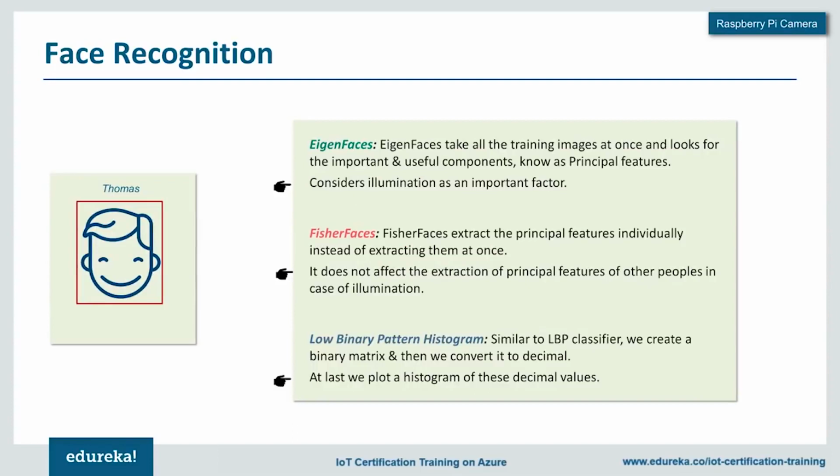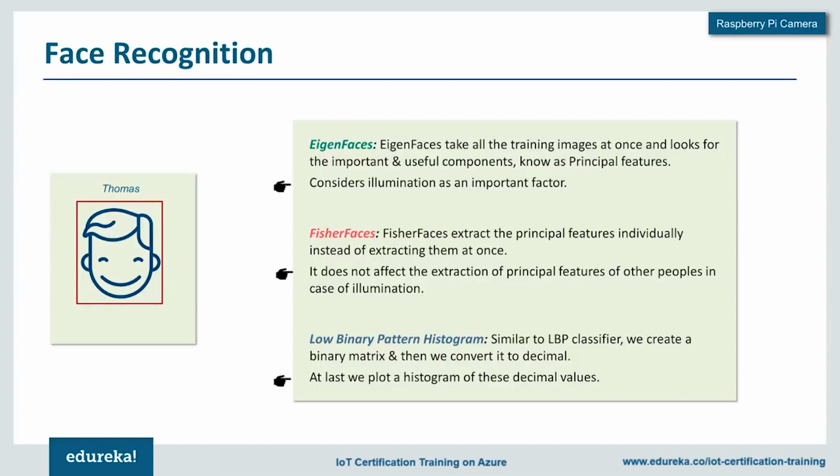Now there are 3 different functions that OpenCV provides us to do this, and let me give you a brief idea on each of them so that you know which to use where. Now first comes the Eigenfaces. Now Eigenfaces takes all the images at once, looks for all the important and useful components in these faces which are known as principal features, and then passes it on. Now, one key challenge with respect to the Eigenface function is that it requires a good amount of illumination. But at the same time, when you have your Fisherface, here features are extracted individually rather than one by one, and this in turn does not have a challenge with the illumination as such.